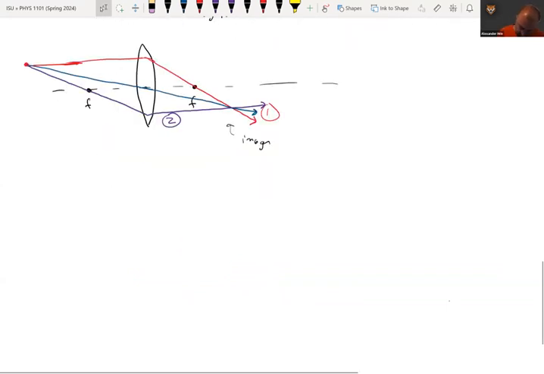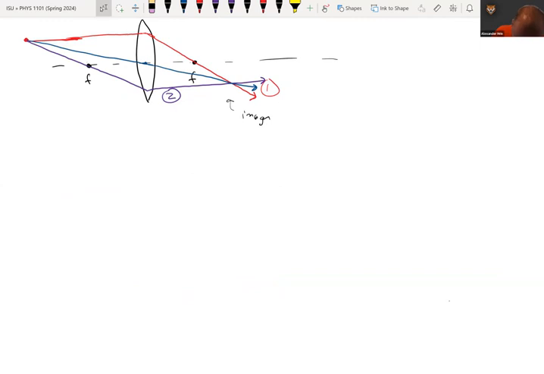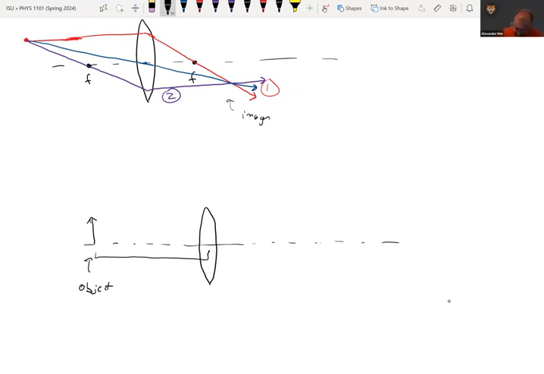Now, the way I want to do this, I want to do an example with an object and just show you what this implies. So I'll start this off. When you do ray tracing, you generally let your object just be like an arrow. So this thing right here will be my object. And then I'll have my lens like so. The distance from the object to the lens, we call this d sub o. So d sub o is the distance from object to lens.